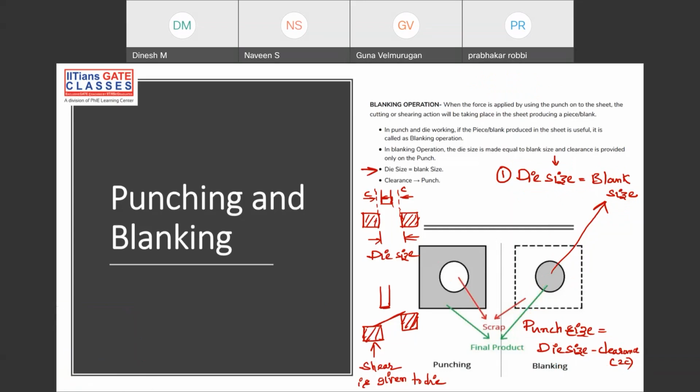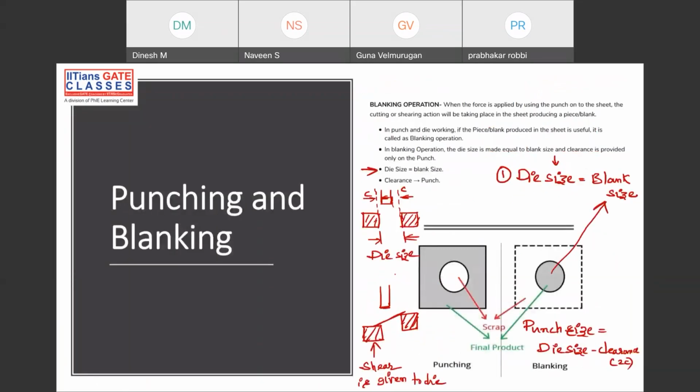So if you see this diagram, this die size is equal to the diameter of blank, and punch you made a little smaller. That's the reason why punch size is equal to die size minus 2 into clearance. This is clear. So hence clearance is provided to whom? Clearance is provided to punch here. In the previous one, clearance is provided to die. Here clearance is provided to punch, and shear is provided to die.